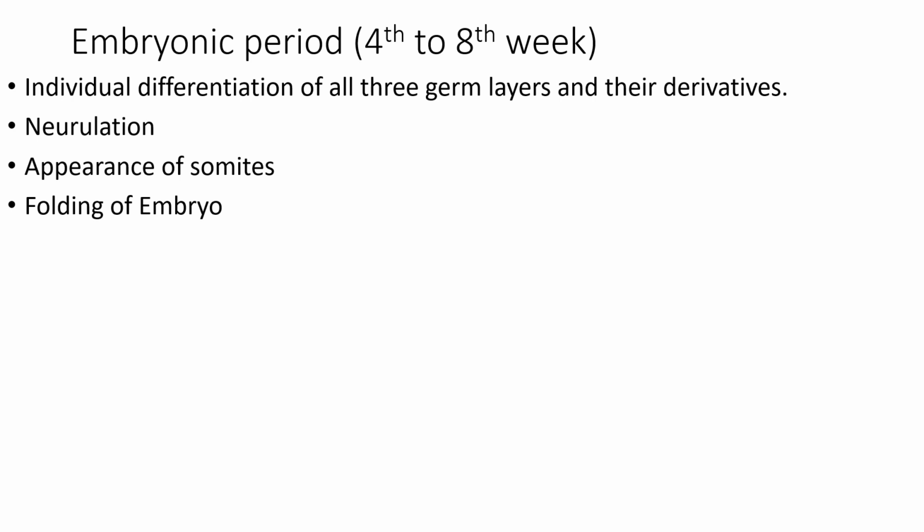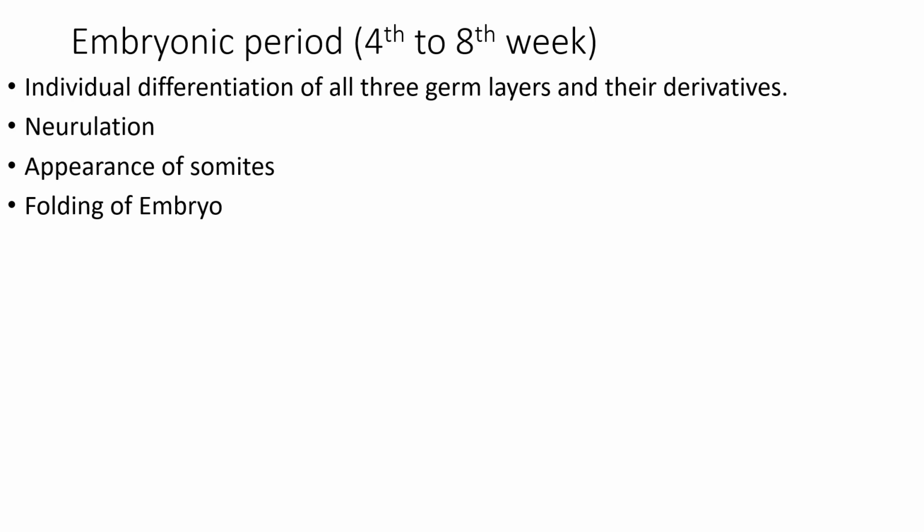Now, the most significant change occurring in the embryonic period is neurulation and appearance of somites. So, neurulation is the formation of neural tube which is induced by the notochord, and this neural tube will give rise to the central nervous system, mainly the brain and spinal cord. And secondly, there is appearance of somites.